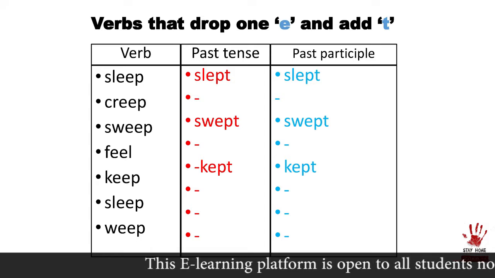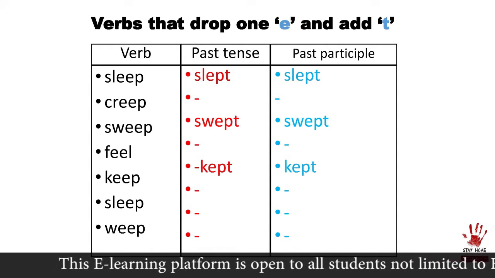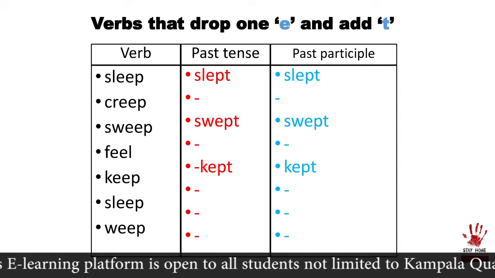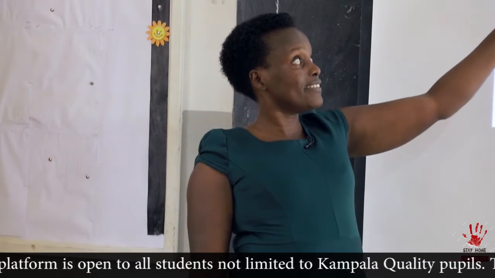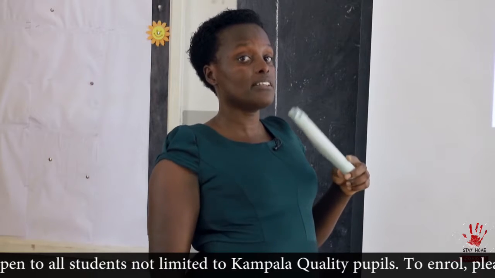So we have sleep, slept, slept. Can you read with me? Read with me. Creep, crept, crept. Remember when you're writing, remember to fill in the dashes. Don't leave the dashes for me. I'm not going to come and write them for you.